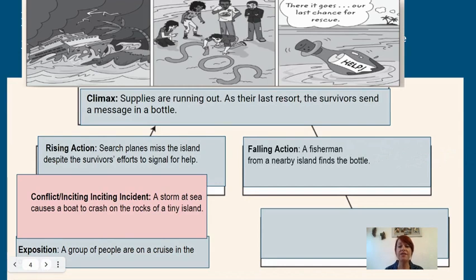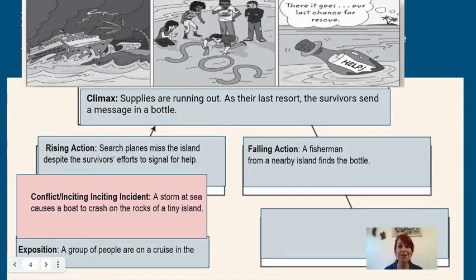The falling action is a fisherman from a nearby island finds the bottle. This is not the resolution because remember, the problem is that they are stuck on this island. Their supplies are running out. So the fisherman just finding the bottle doesn't solve their problem. So it's the falling action.